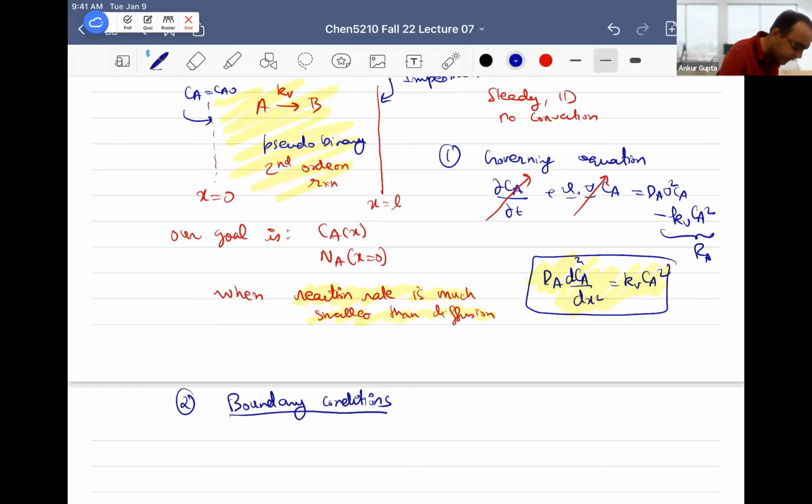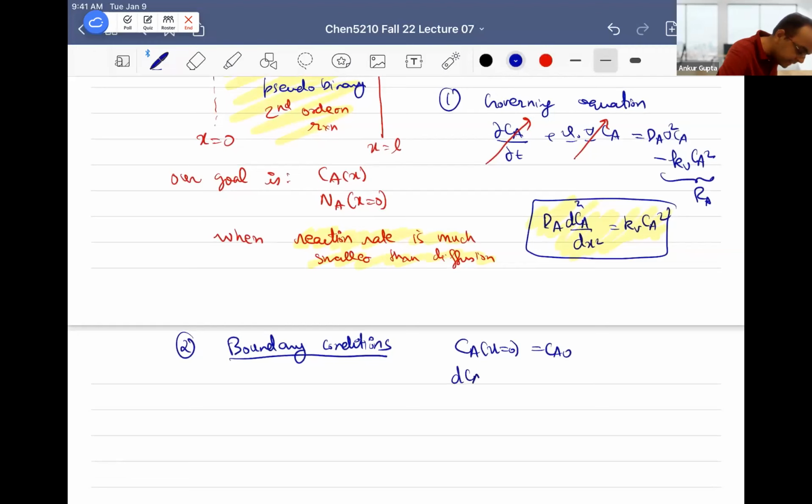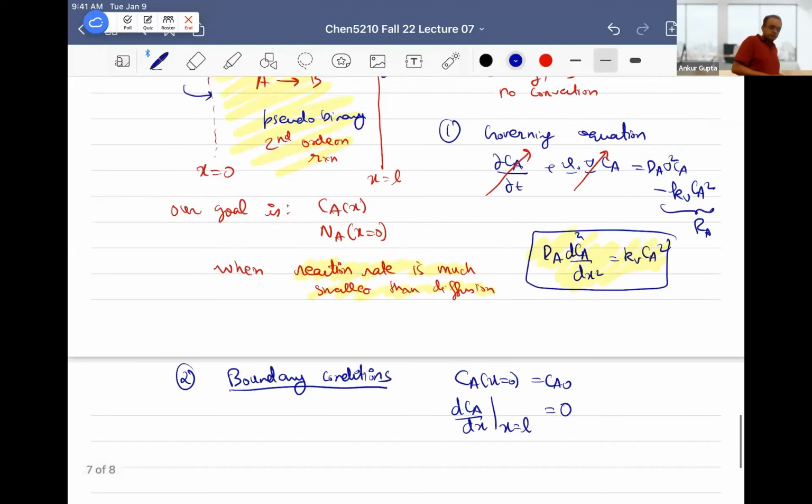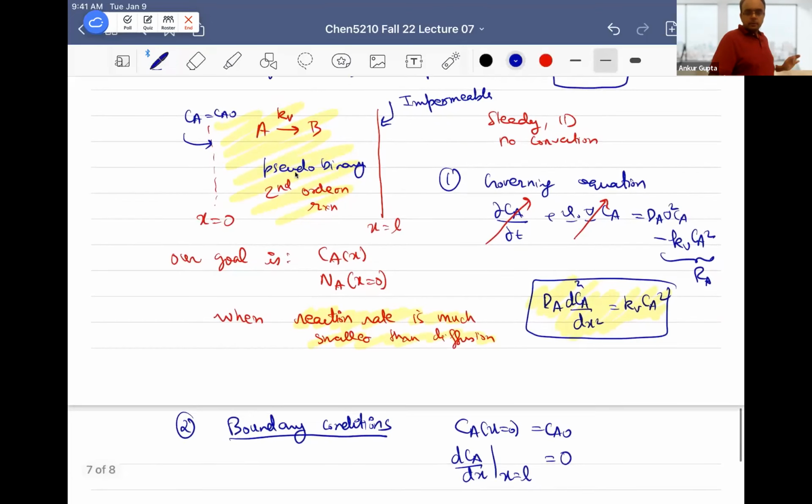So the boundary condition at x equal to 0 is just given to us: C naught. And what should be the boundary condition at the other end? Flux. Great. Flux is 0, or the flux is only diffusive. So I'll simply say dCA by dx at x equal to L is equal to 0. So this is the problem. This is what we want to solve.